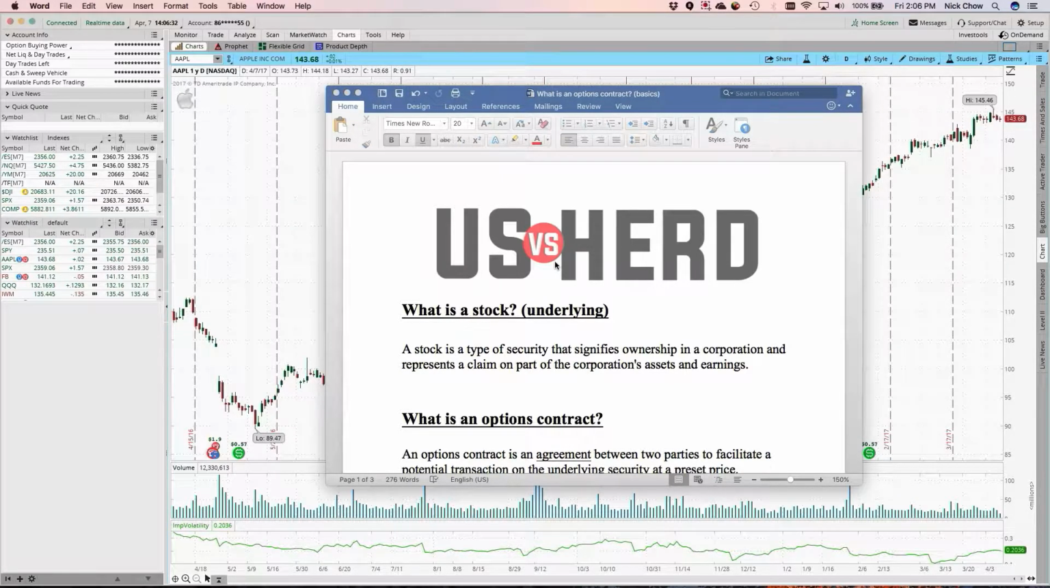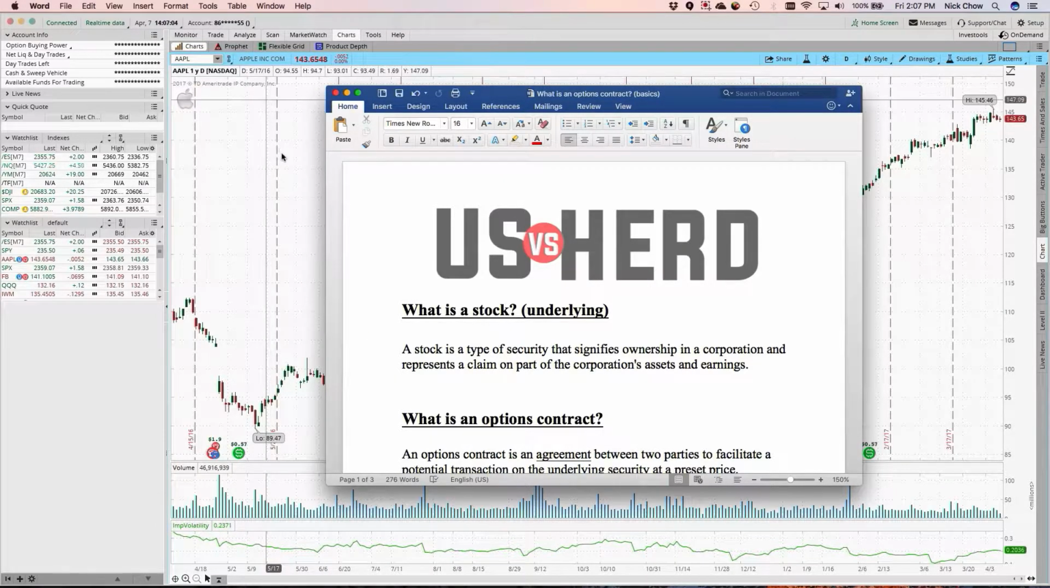So before we dive into what an option is, I think we first have to understand what a stock is, and that's an underlying. So a stock is an underlying to an option. A stock is a type of security that signifies ownership in a corporation and represents a claim on part of the corporation's assets and earnings. So when you purchase stock, you're actually purchasing a portion of that company, whether a very small fraction or a larger percentage of that company.